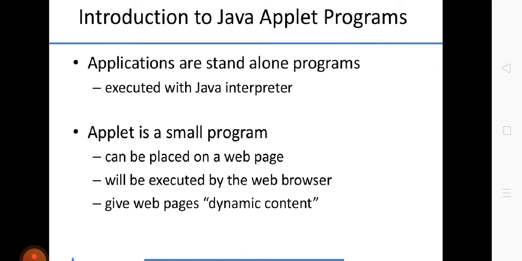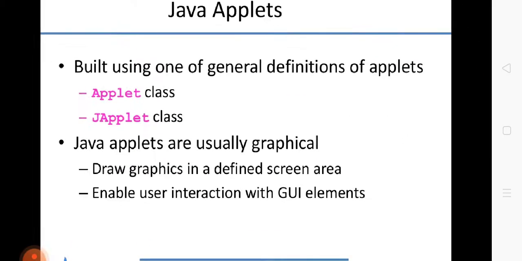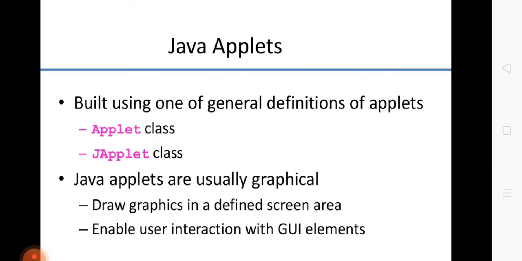Okay, let us have some more detail about the applet, and then you will know a clear-cut idea about the dynamic content. Okay, now how can we build applet applications? We can build applet applications by using two different types of built-in classes which are available in Java: the Applet class and the other one is the JApplet class.